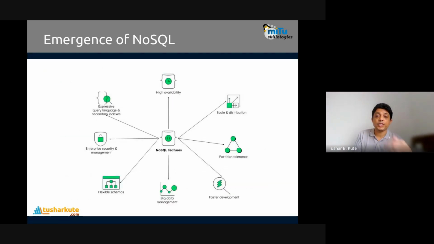So definitely, with data size growing, we should find a specific, definite solution to store the data in an effective way with a small amount of storage. That is the requirement. Many requirements are elaborated in this diagram: faster development, partition tolerance, scalability, distribution, high availability, query language, enterprise security management, flexible schemas, big data management. These are the requirements of current generation technologies.